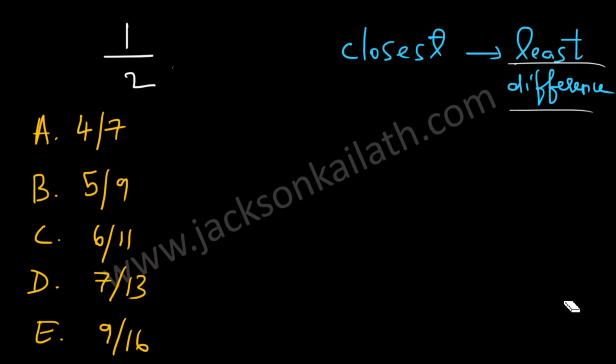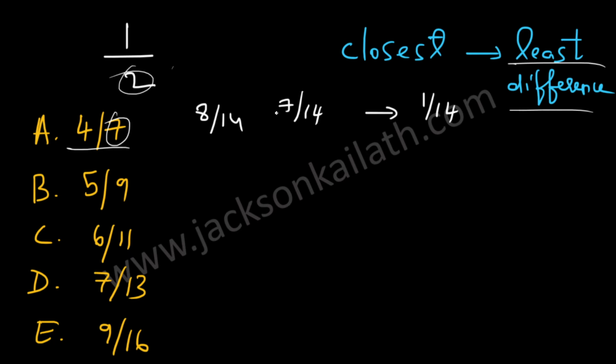And remember, to subtract two fractions, you need to make their denominator the same using LCM. Over here, you have 4 by 7 and the denominator is 7. And you have 1 by 2, the denominator is 2, right? So 2 and 7, the LCM is 14. So I can write 4 by 7 as 8 by 14 and 1 by 2 as 7 by 14. Now the difference between these two will be 1 by 14.